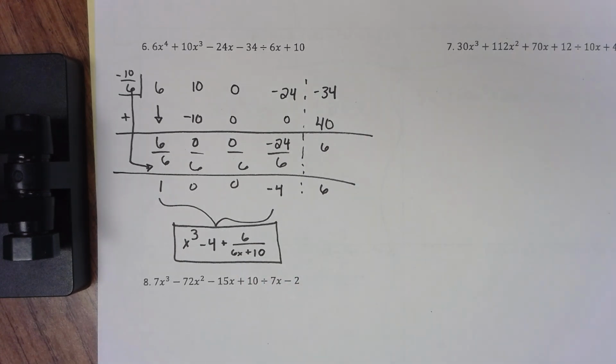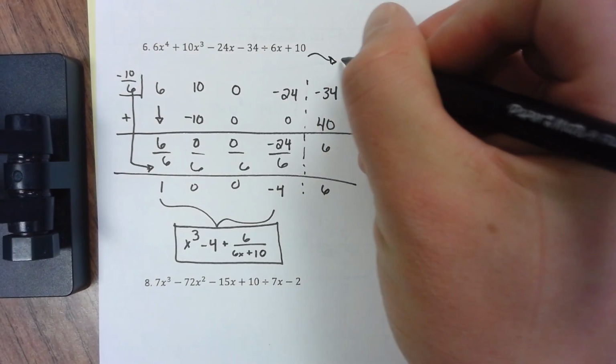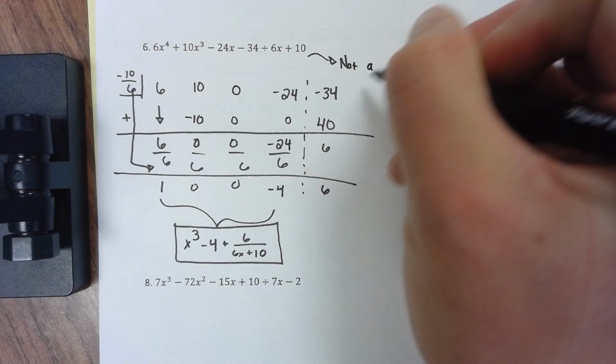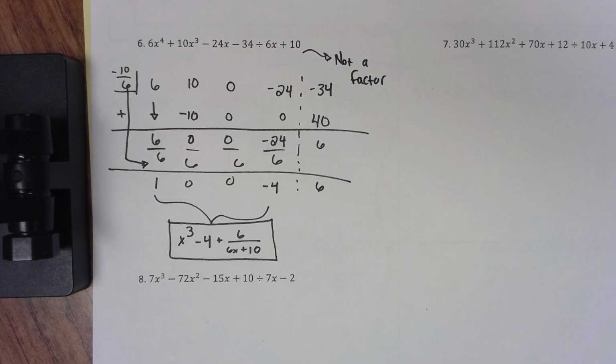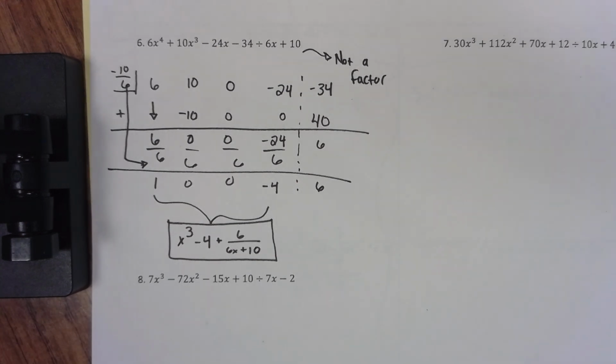The question did ask to state whether or not this is a factor. Because we got a remainder that is not 0, we would say that this is not a factor. And thus, it really doesn't do much for us. But we can at least write a quotient for what that works out to be. All right.